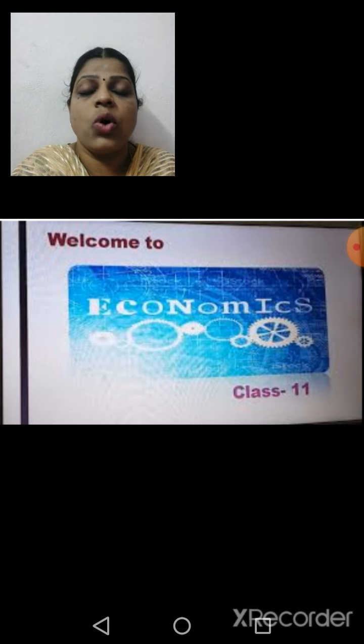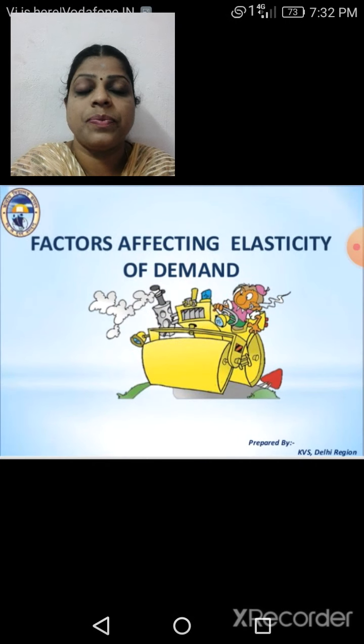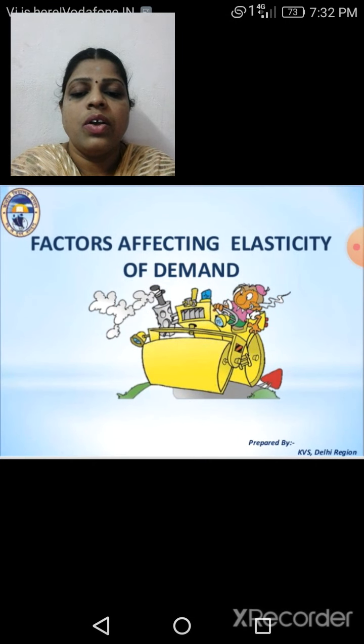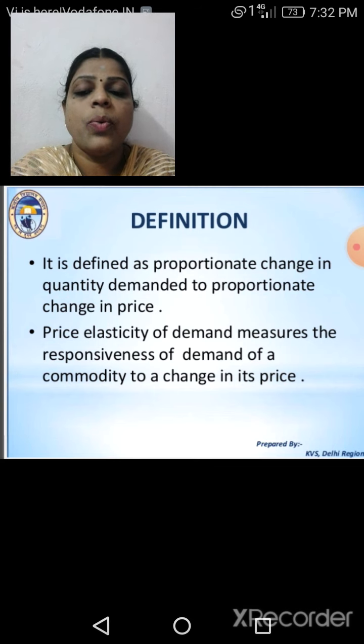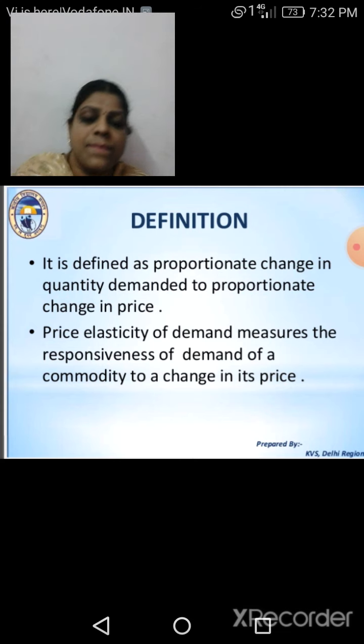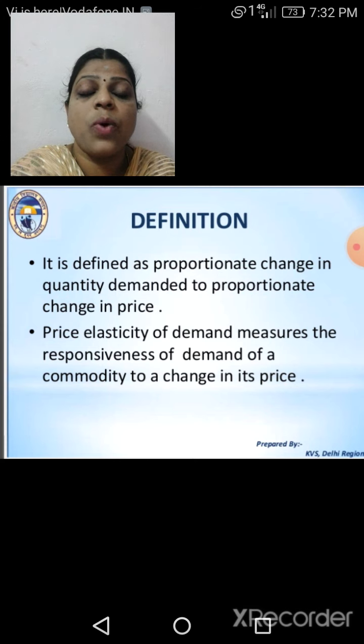We have already studied the price elasticity of demand. Once again, I will define price elasticity of demand: the proportionate change in the quantity demanded to the proportionate change in the price, or we can call it the responsiveness of the demand of a commodity to a change in its price. So children, here it is the responsiveness of the demand.